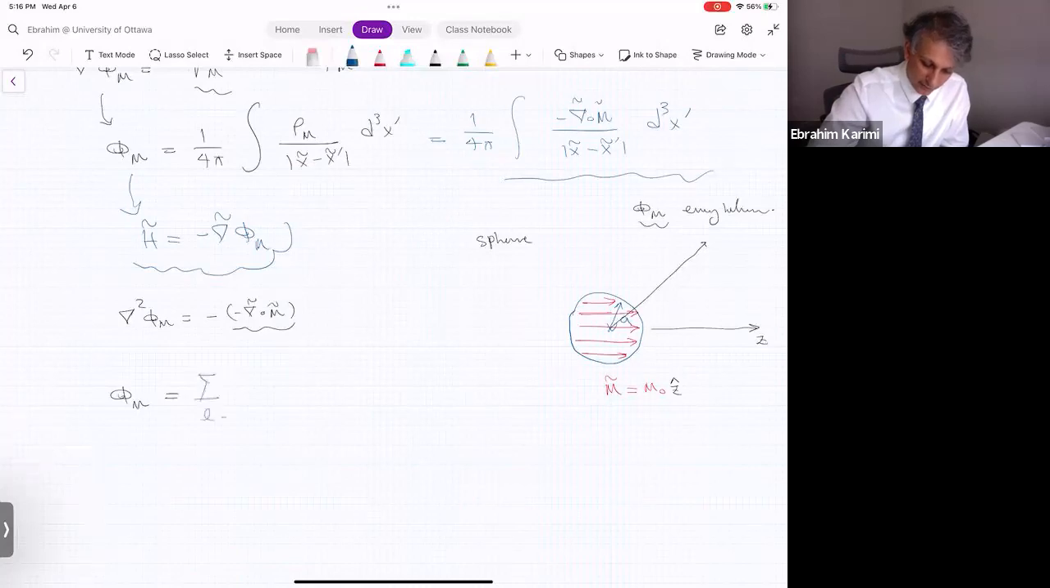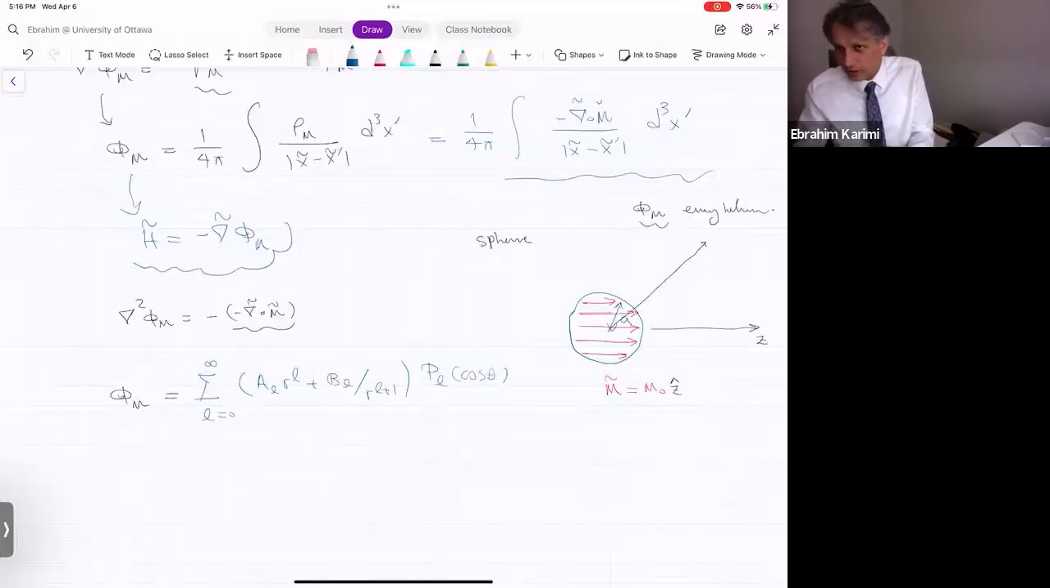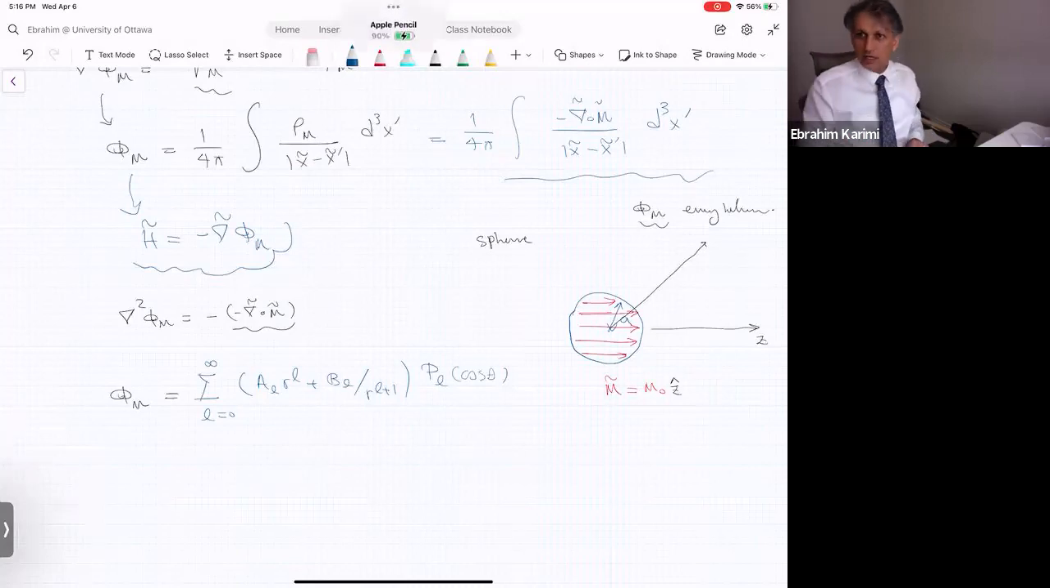Summation of L from 0 to infinity, A_L r to the power of L plus B_L divided by r to the power of L plus 1, times P_L of cosine theta. This is the way that you will solve the problem. The only thing that you need to do is find A_L and B_L based on the boundary conditions here. I will leave this for you as an exercise, because we have already done that several times, and you can find the solution for this problem.